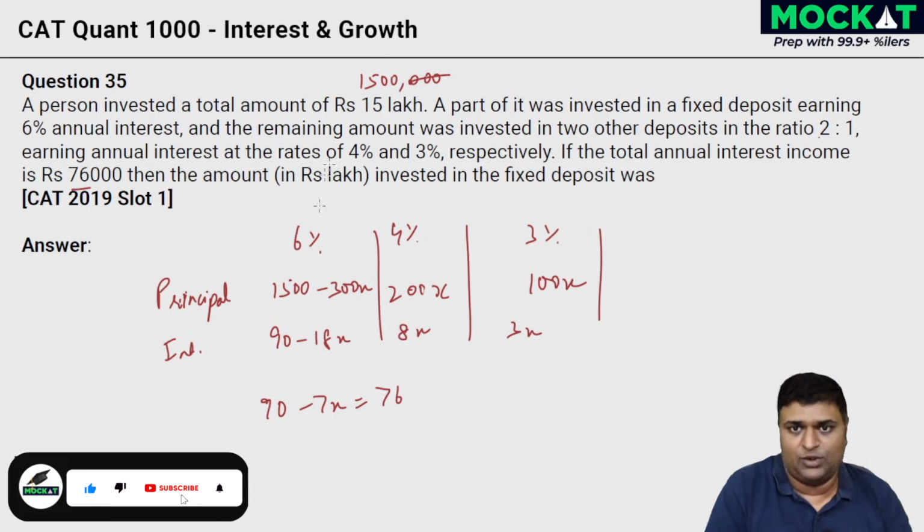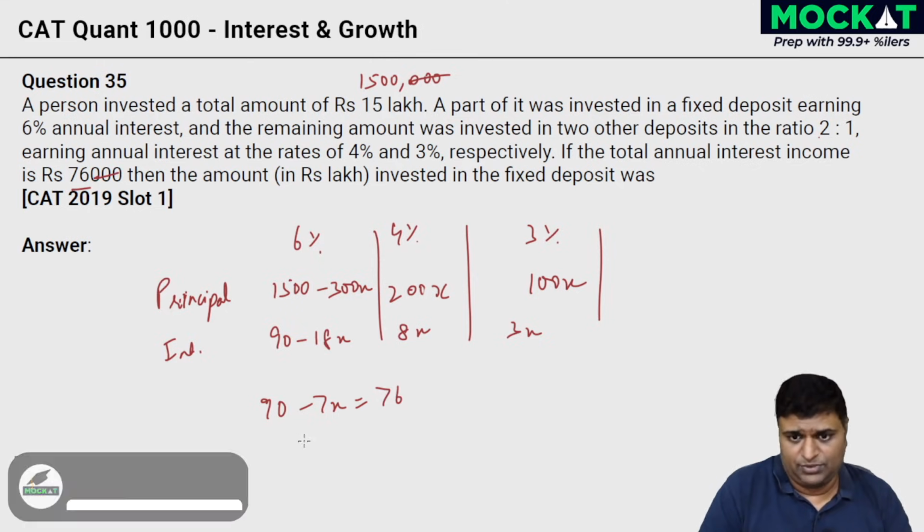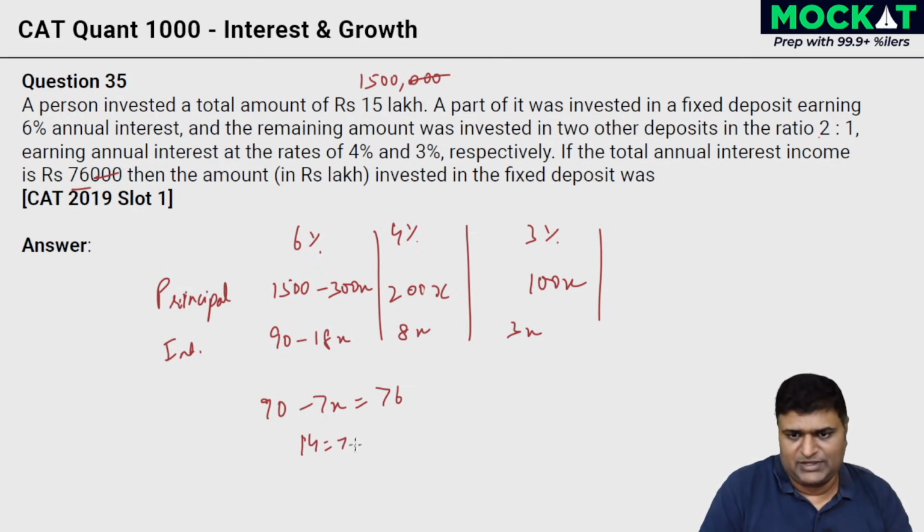I'm not writing the thousands because I did not look at the thousands, right? So 76 over here. 14 equals 7x, x equals 2, right? x equals 2. It's all in thousands. What do we need to find? We need to find the amount in rupees lakhs. It's all in thousands. We can add the 3 zeros in the end. We need to find out the amount invested in fixed deposit.